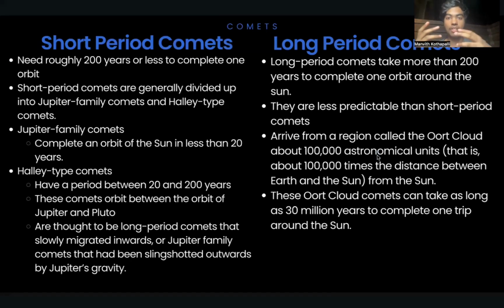So now let's talk about long period comets. Long period comets take more than 200 years to complete one orbit around the sun. They are less predictable than short period comets, and many of them arrive from a region called the Oort cloud, about 100,000 astronomical units from the sun. That is 100,000 times the distance between the Earth and the sun. These Oort cloud comets can take as long as 30 million years to complete one single trip around the sun.